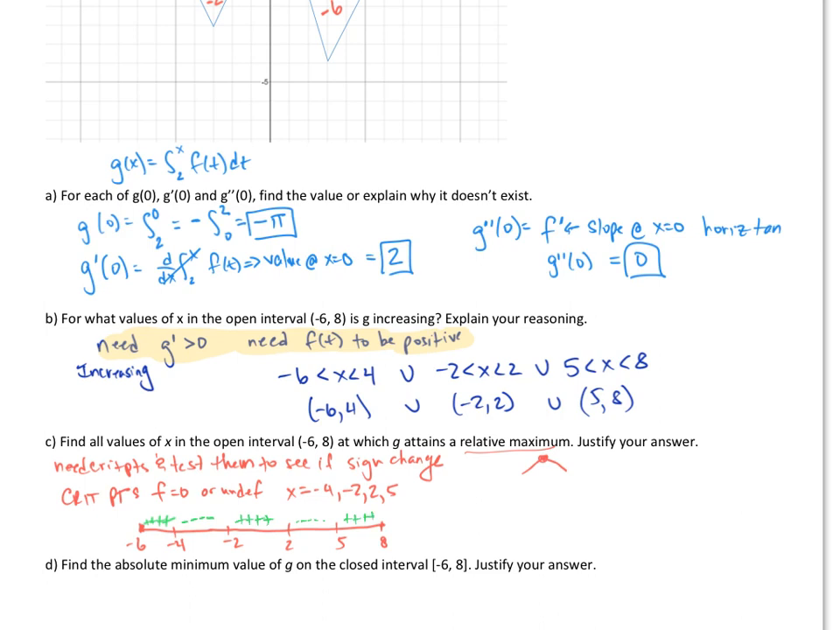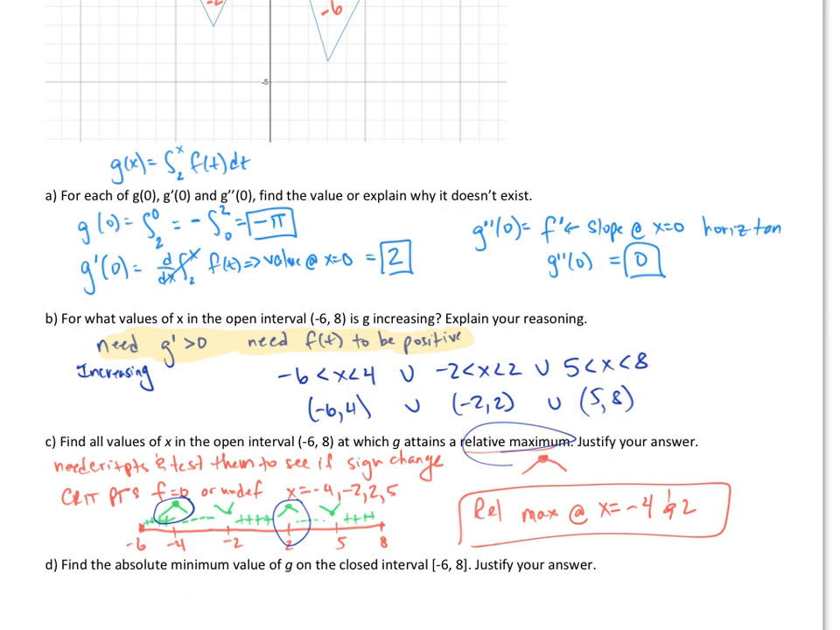So right here, it goes from a positive slope to a negative slope. Negative to positive, positive to negative, negative to positive. Which tells me right here and right there are going to be relative maximums. So the relative maximums are at x equals -4 and 2. That's where my relative maximums occur.